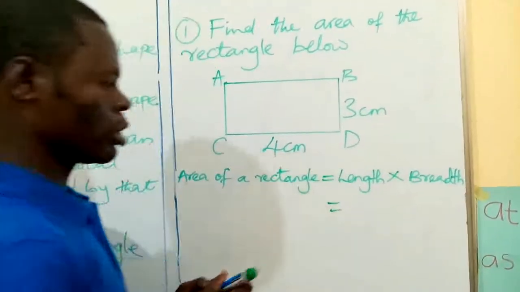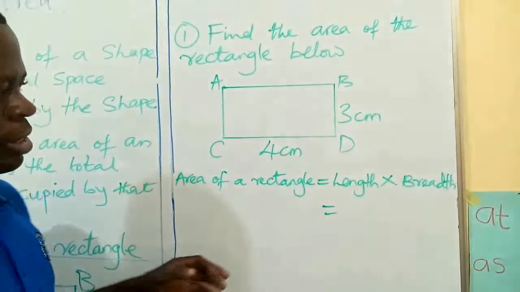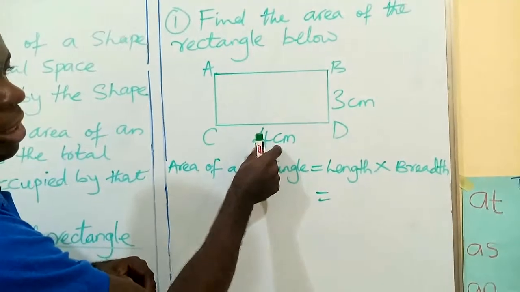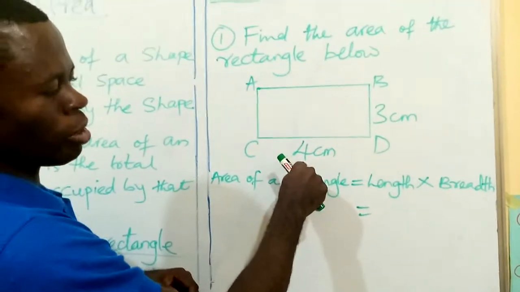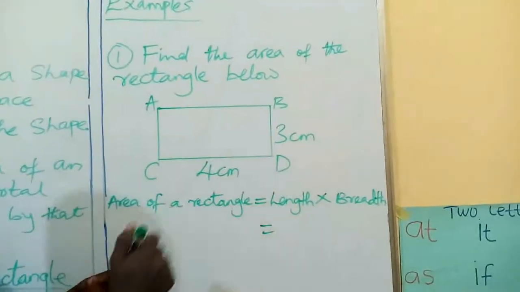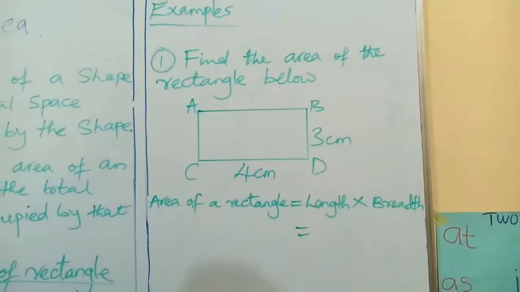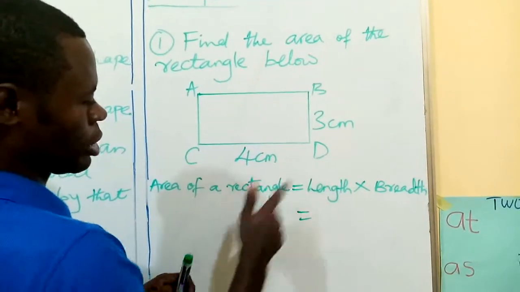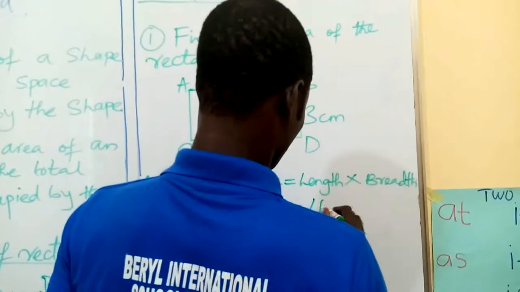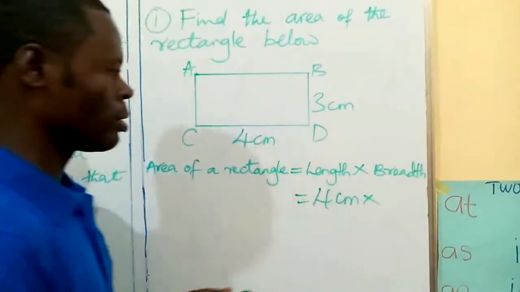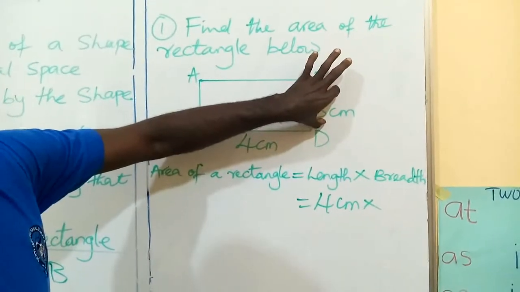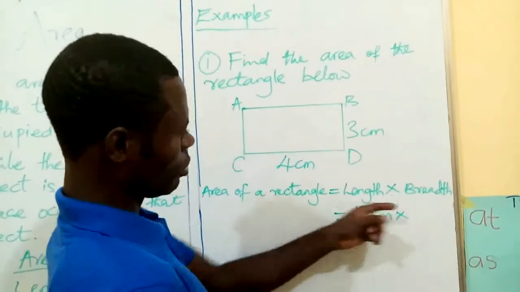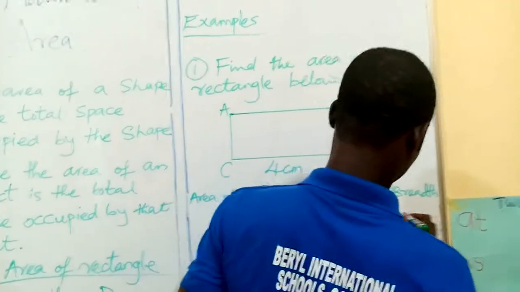Alright, all we need to do is substitute. What I mean by substitution is, where you find length, you are going to substitute or exchange the length for the number you find on the length. So what's the number here? CD is our length. We have 4 centimeters there. This is 4 centimeters times, where you have the breadth, you replace with the number you find there. Our breadth is what? 3 centimeters.